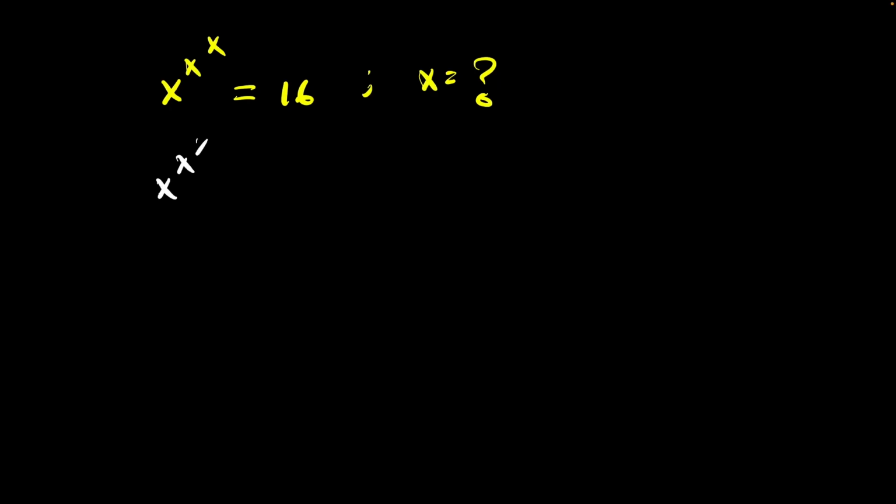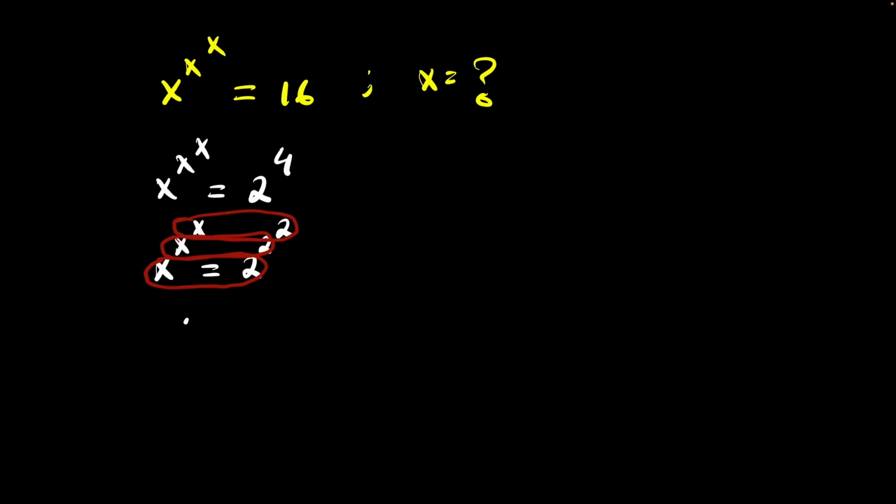x to the x is equal to, when you factorize 16 it becomes 2 to the 4. Then again you can factorize 4 as well. x to the x is equal to 2 to the 4. Instead of 4, I'm going to write 2 to the 2. Obviously, here you can see that x is equal to 2. Finally, x is equal to 2.